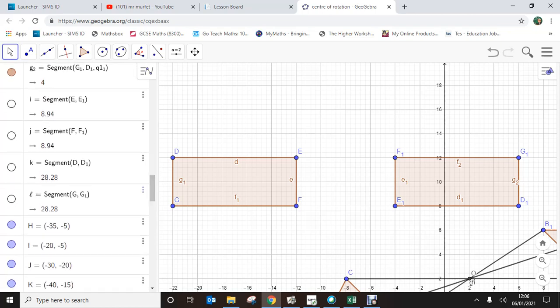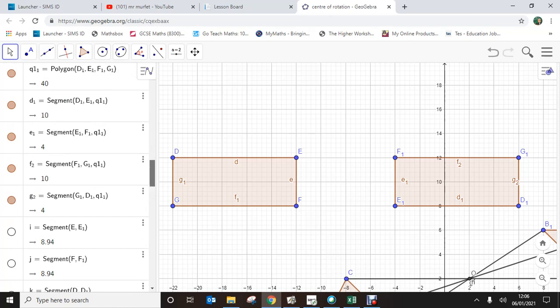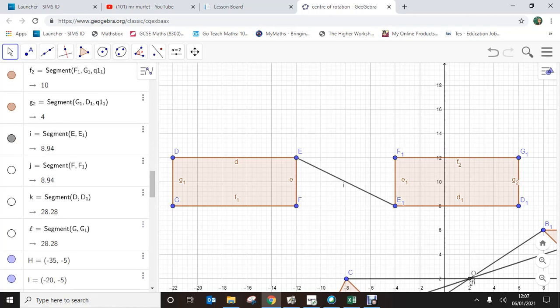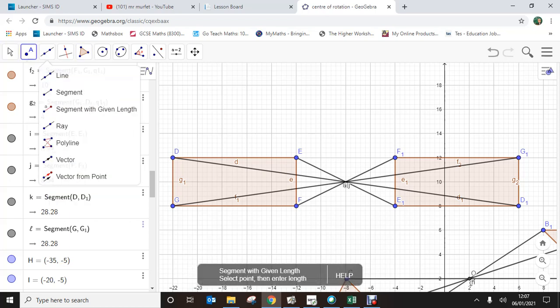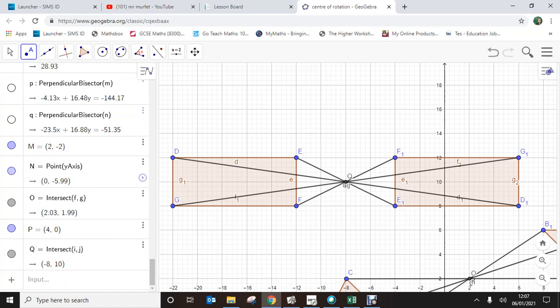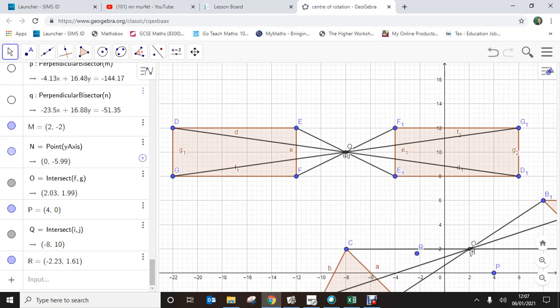Again, I'm going to connect up the points: E to E dash, F to F dash, D to D dash, and G to G dash. And again you can see in the center point there we've got the center point of rotation. So it's rotated 180 degrees around the point -8, 10. If I raise it up a little bit so you can see the axes, we've gone -8 along and 10 up.